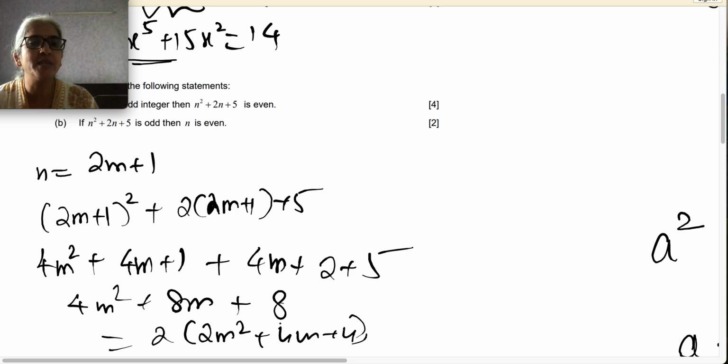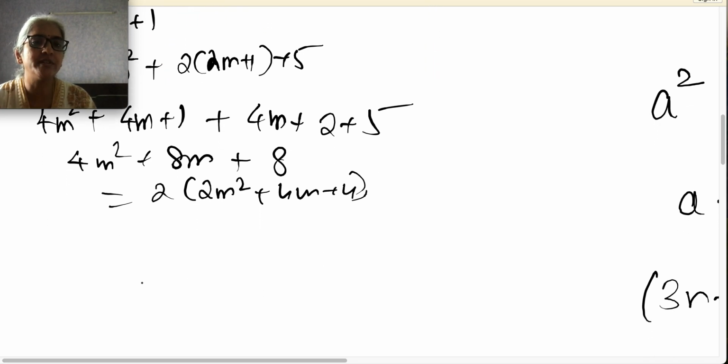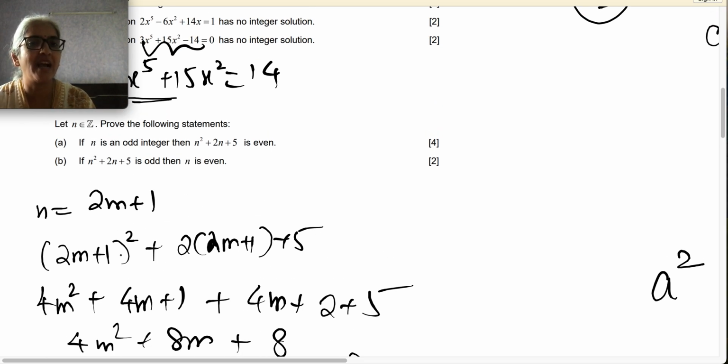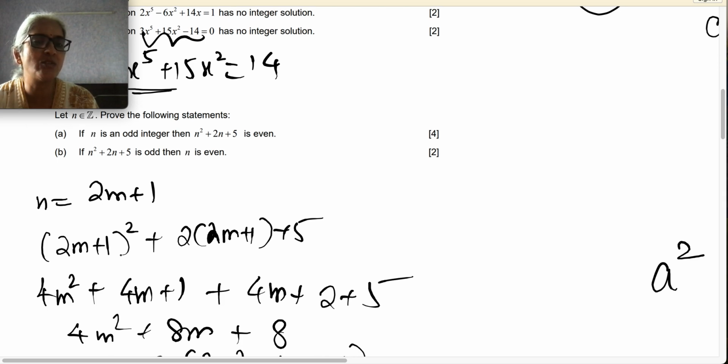So by assuming n as odd, a general odd number, I could prove that n square plus 2n plus 5 is even. And if n square plus 2n plus 5 is odd, then n is even. So the other way around, if that is odd, then n is even. So let me assume that n is odd. And I know already from my part A that if n is odd, then this number has to become even. But if this is odd, then n has to be even. There is no doubt about it.